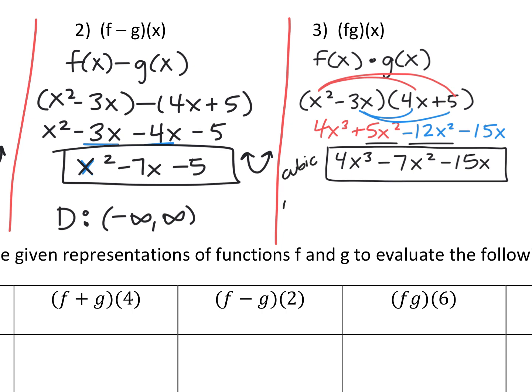So it looks like this, something like that, which means that it does go forever left to right. The main thing you have to look for is division. Division is what causes restrictions in the domain, which we have none. So we have no terms in the bottom. So the domain is still all real numbers because it's a cubic function. It goes forever left to right.